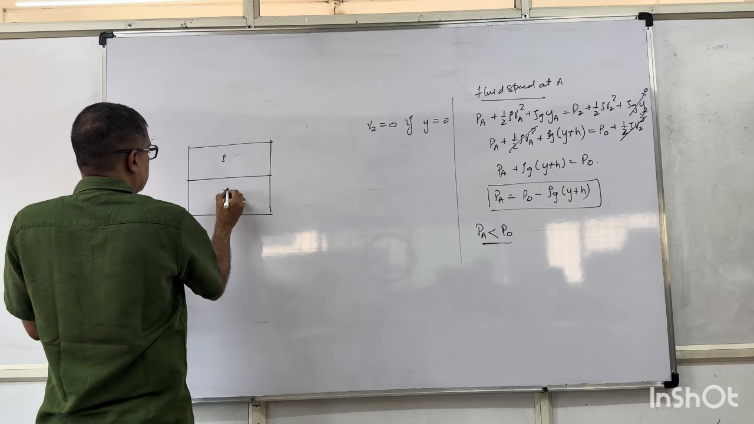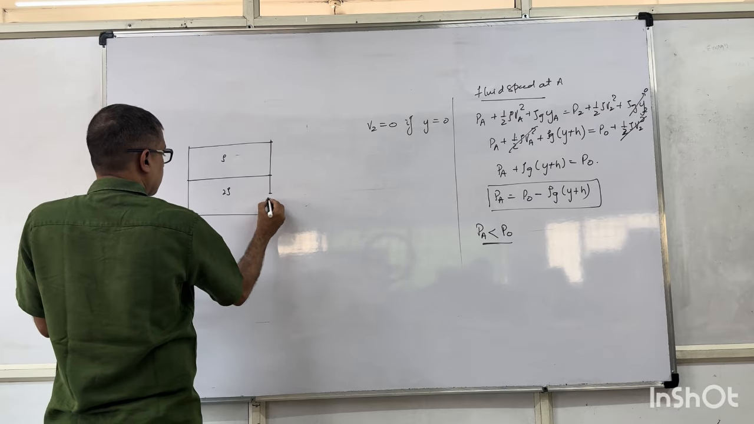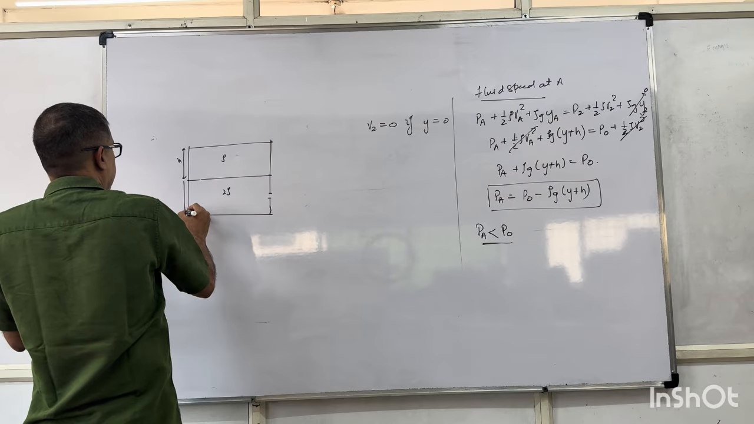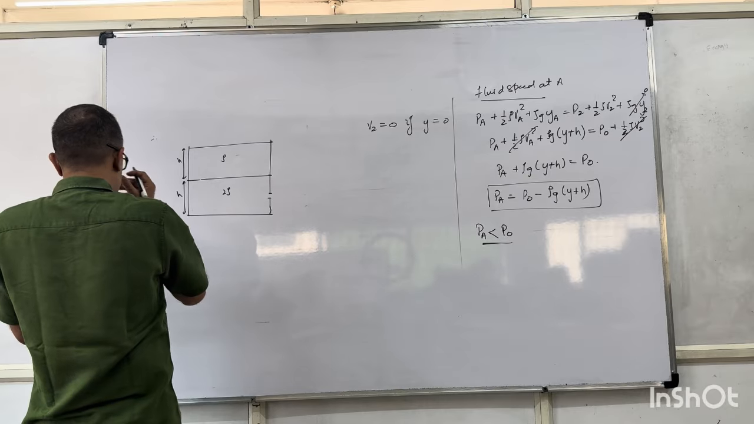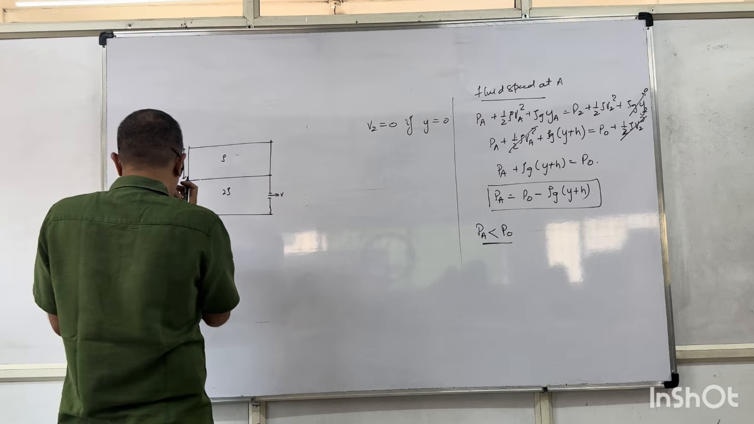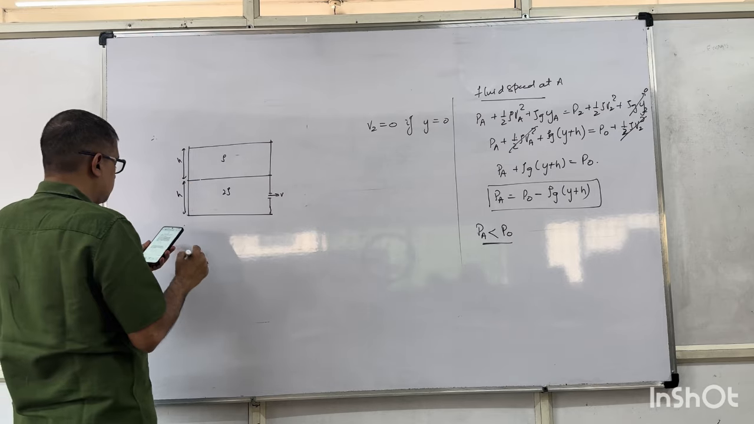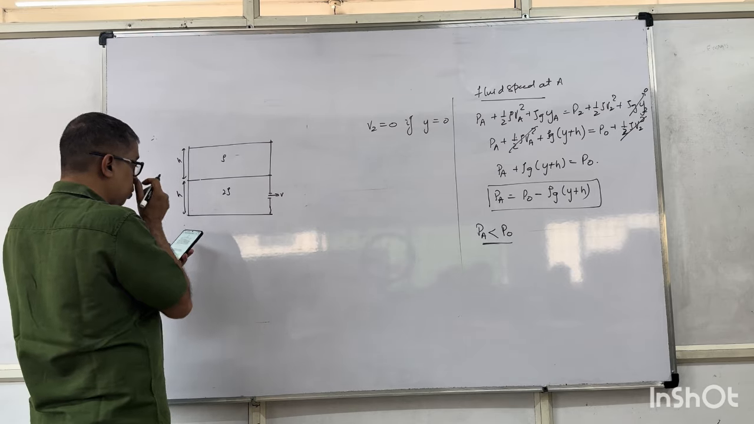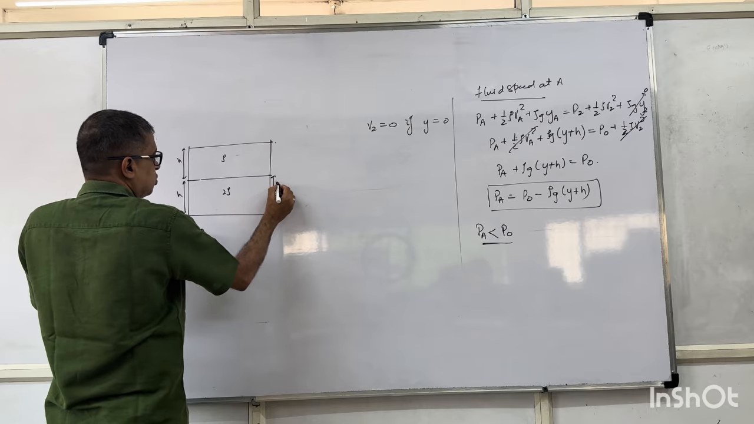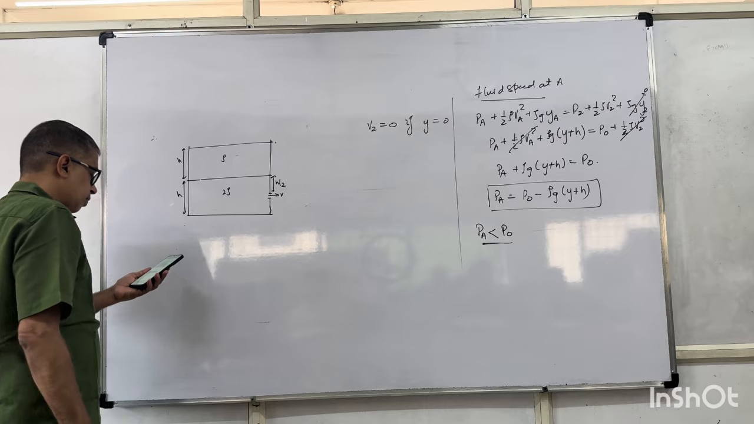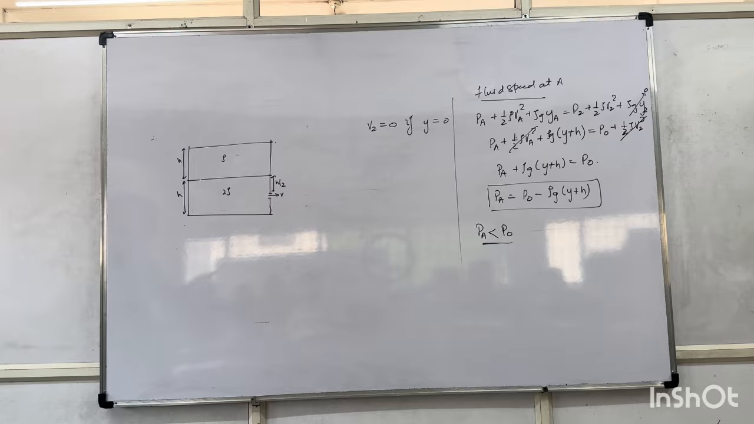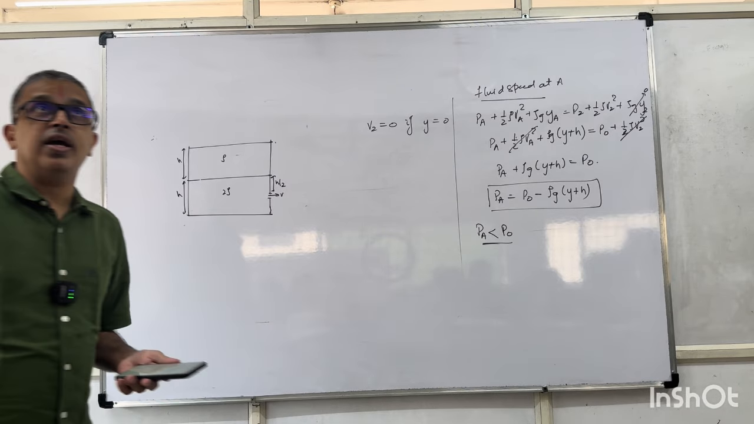This is of density rho, this is of density 2 rho. This is of height h. This is of height h. This is V. A small hole is punched to a depth of 3h by 2. That means this is h by 2. Find the velocity of the flux from the hole.